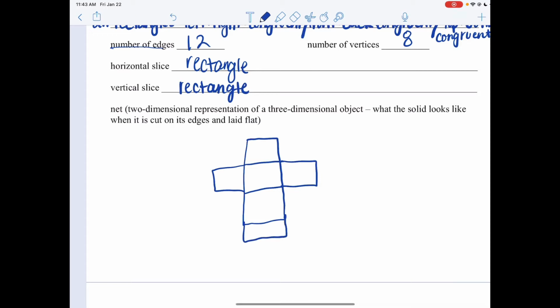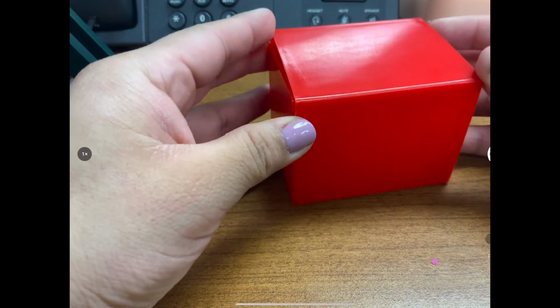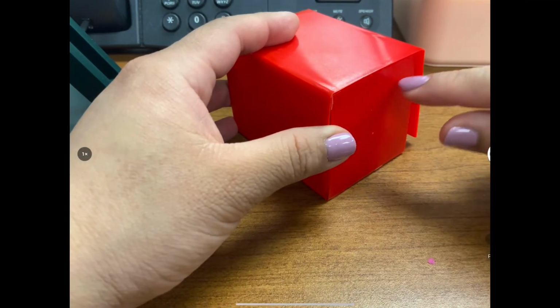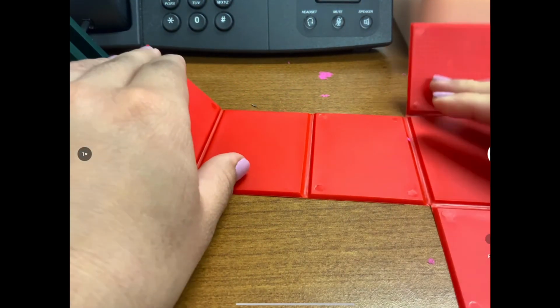And this is a net. So this is your length, your height, and your width. Now obviously you're probably like, what does this really mean? So I'm going to show you this three-dimensional shape that I have, my right rectangular prism, and if I were to cut along the edges and start unfolding this, I have a net right here.